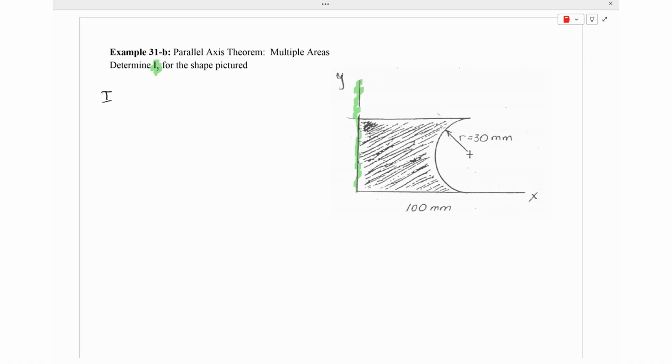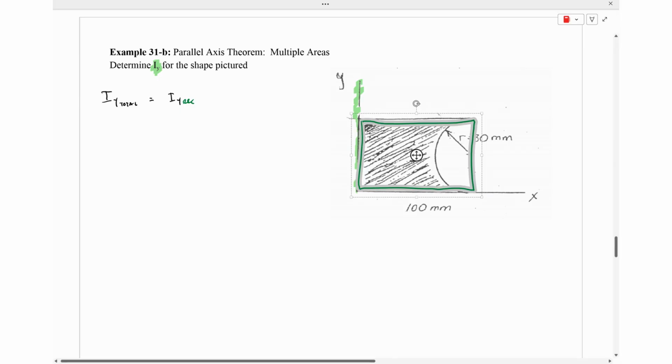You can probably see it pretty quickly that the IY total, we're going to take the IY of this rectangle. And that's just going to grab the overall shape here. Okay, that's going to be our overall rectangle. And then from there, we're going to subtract this half circle here. So we're going to take that rectangle and then subtract IY of the semicircle.